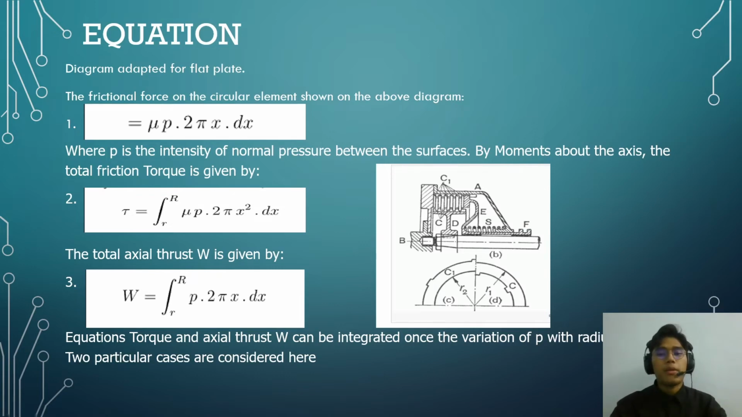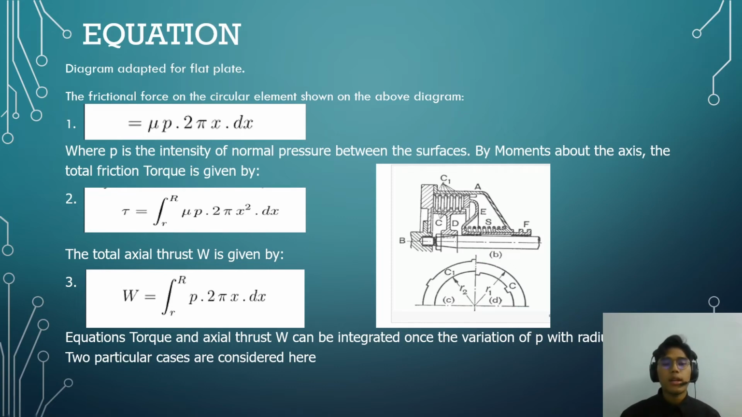By moment about the axis, the friction torque is given with R on the top and the small r on the bottom: micro P times 2 pi x squared times dx. And then W, the axial thrust, is, with R top and small r bottom, the intensity times 2 pi x times dx.